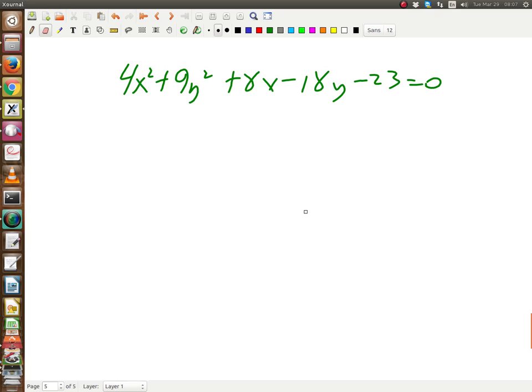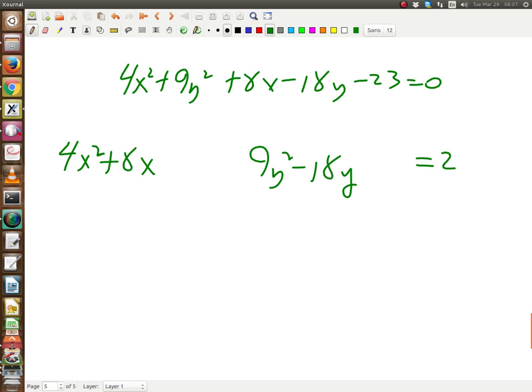All right, so what about this? What if I regroup this stuff? What if I said 4x squared plus 8x, put the x stuff together, and 9y squared minus 18y, put the y's together, and let's just add a 23 to the other side. Can you complete the square? Well, the easy way to complete the square is if there's a 1 in front of the square term, right? So what if you factor out the 4 from the x terms? What do you got? x squared plus 2x. Would you do something similar over here? Yeah. Factor out the 9.